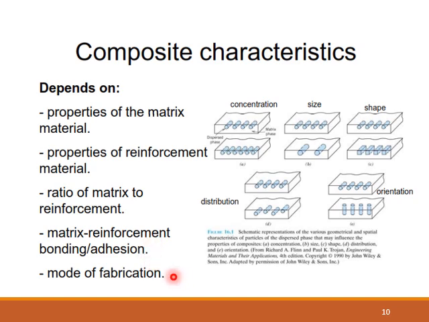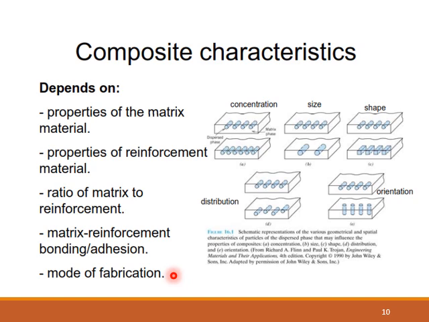Then lastly is the mode of fabrication. The mode of fabrication will also affect what the property of the material is. The mode of fabrication here means how you arrange the phases, how you put the phases together. So if you have a fiber reinforced composite, for instance, the property you will get when the fibers are aligned is different from when the fibers are not aligned.